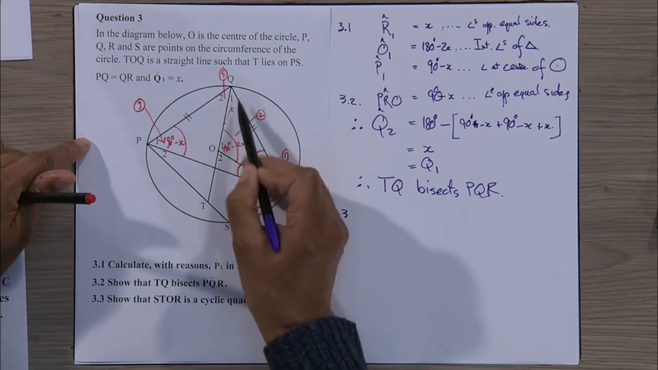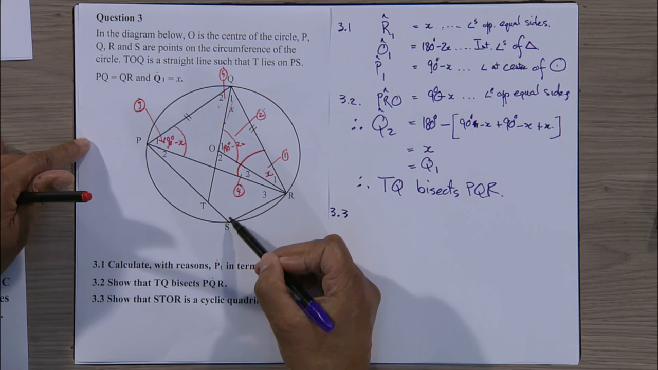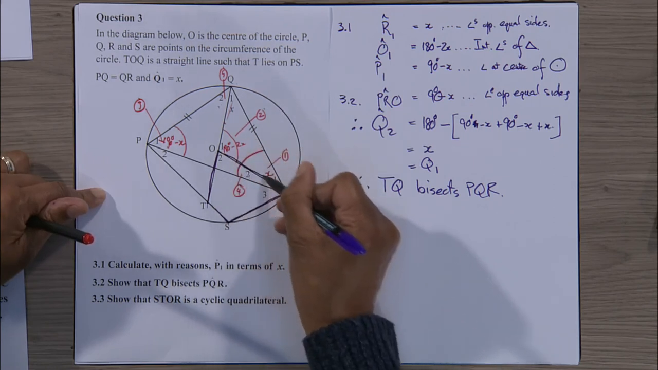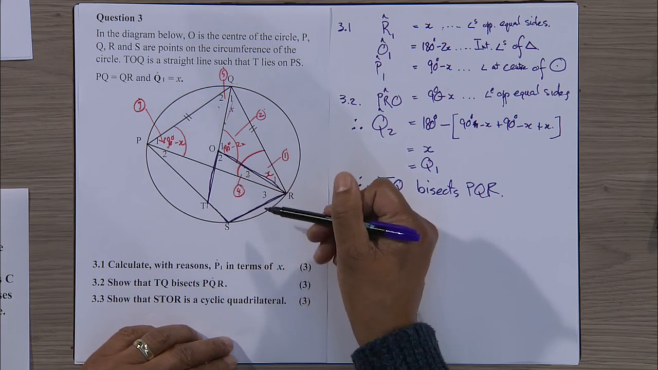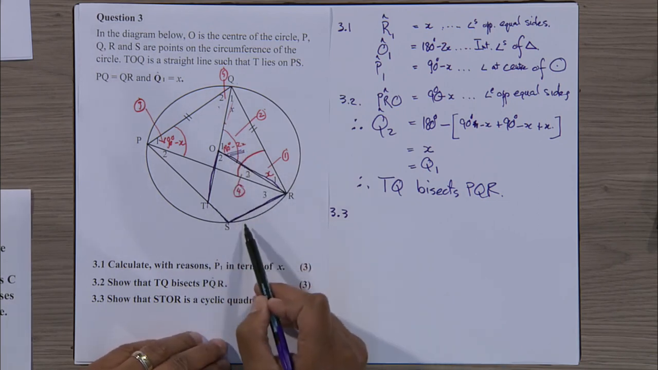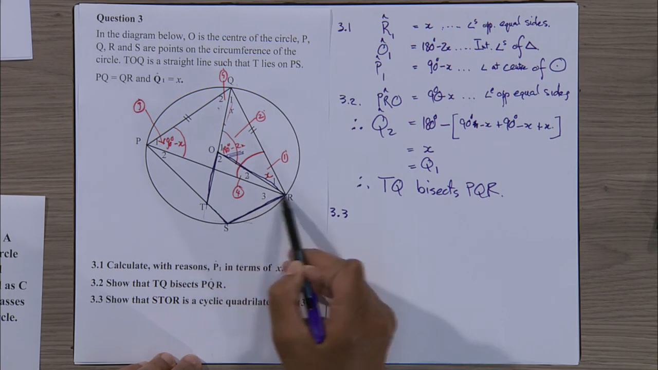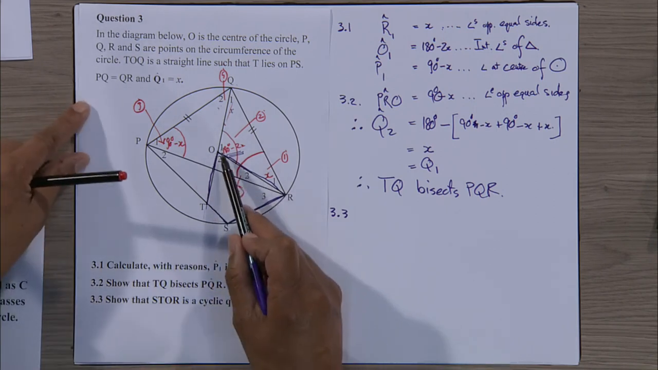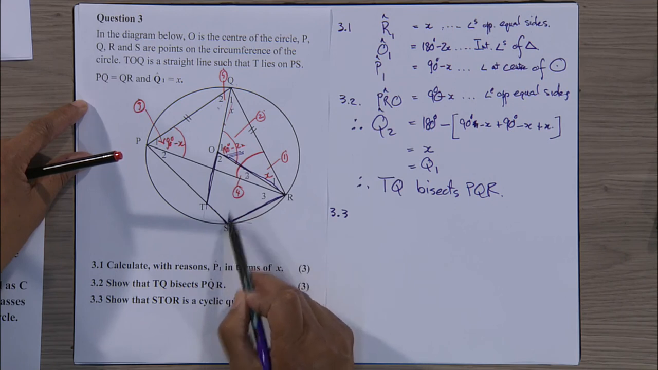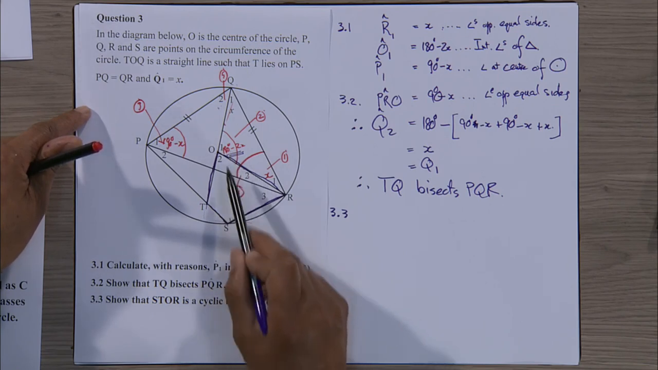I have just proven that Q2 is also X. Therefore, if I'm looking at this quadrilateral now, what do I have in this quadrilateral? O1, I have already calculated as 180 minus 2x. And O1 is the exterior angle of this quadrilateral. Also, I had the corollary that the exterior angle of the quadrilateral is equal to the opposite angle if I have a cyclic quad. So if I can prove that these two are equal, then I also can deduce that this is a cyclic quad.